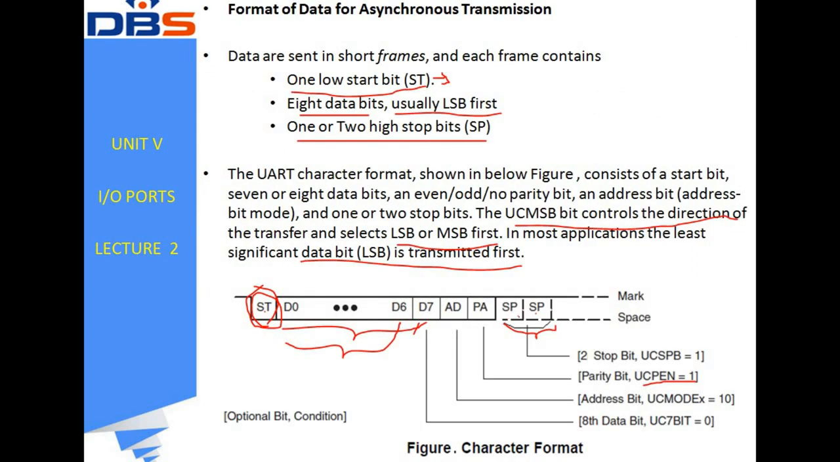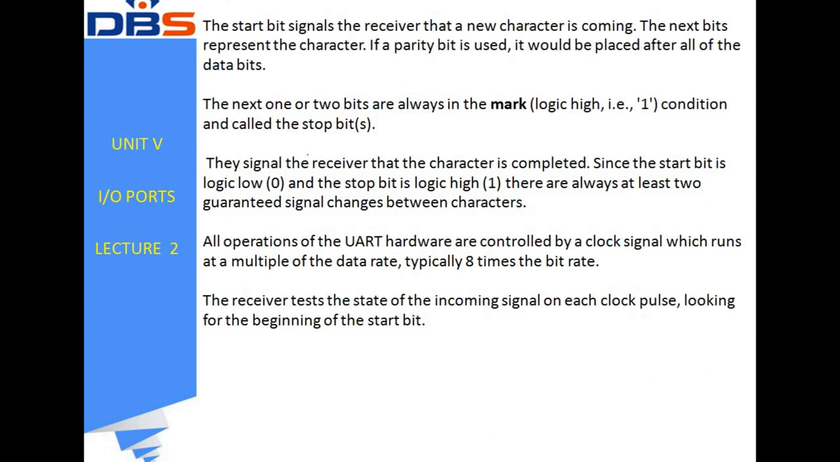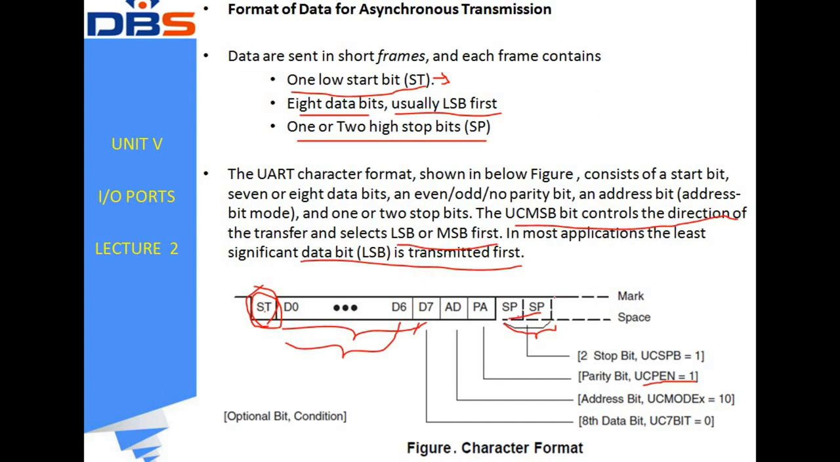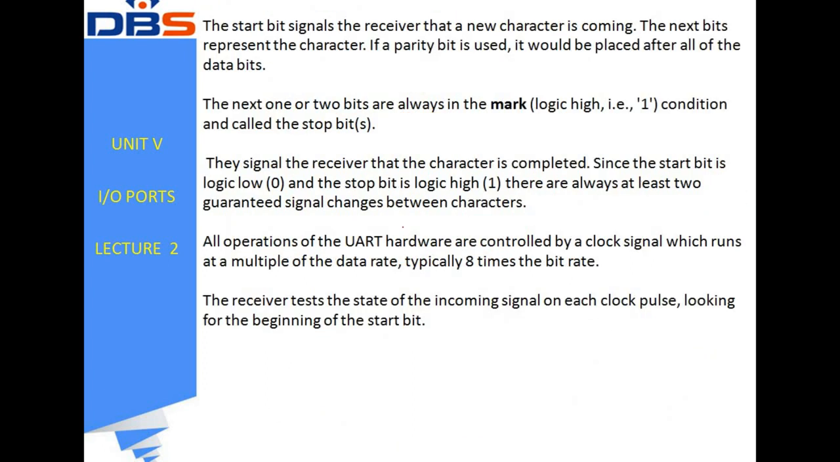See, this is a stop bit. As I have already told you, we have 1 or 2 stop bits. The signal tells the receiver that the character is completed, since the start bit is at logic low and the stop bits are at logic high. There are always at least 2 guaranteed signal changes between the characters. See here, based upon these stop bits, we can say that there is a signal change between the characters.